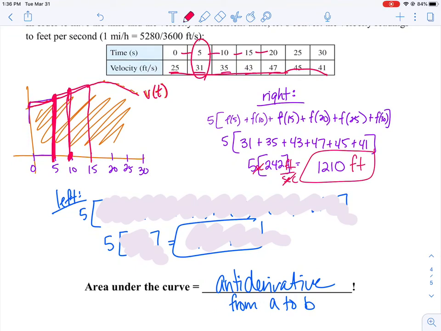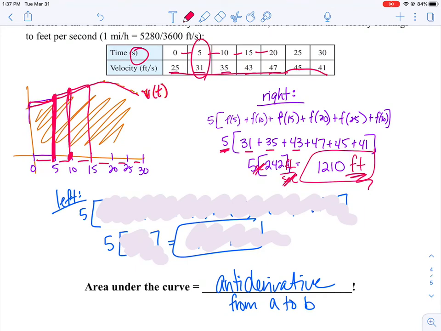So now if you look, do you remember all of these values here, the 31, the 35, the 43? Weren't those velocities? Those were feet per second. And so when I added them all together, I got 242 feet per second. But do you remember the 5 here? Didn't the 5 correspond to the widths of my different rectangles, or my x value, which was really seconds? And so if I take seconds and multiply it by feet per second, then didn't we just actually find feet?